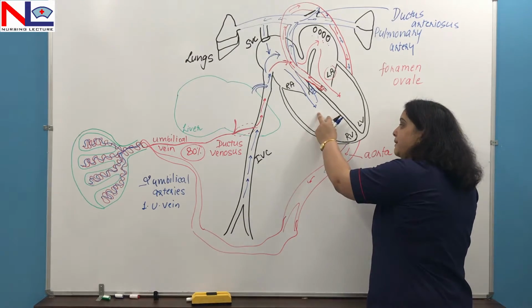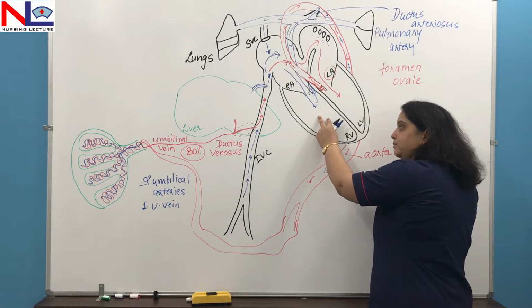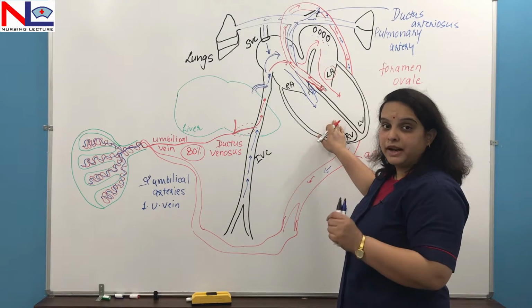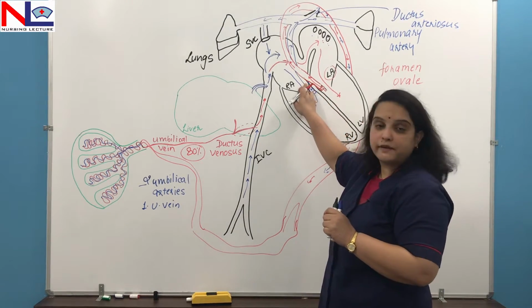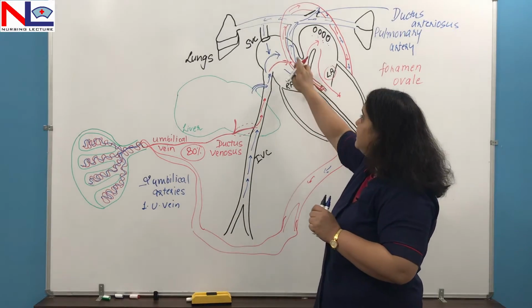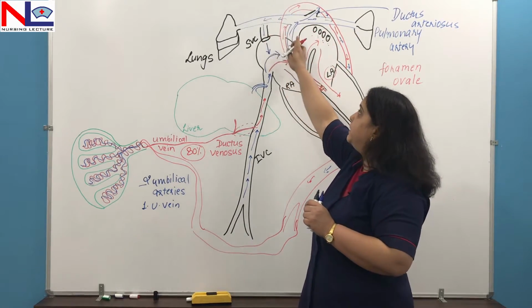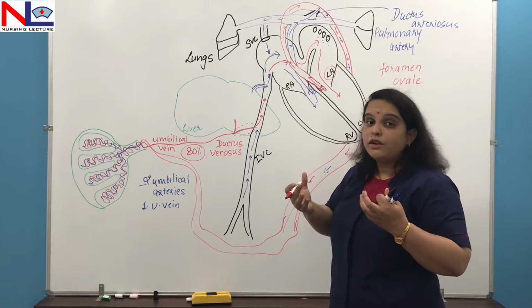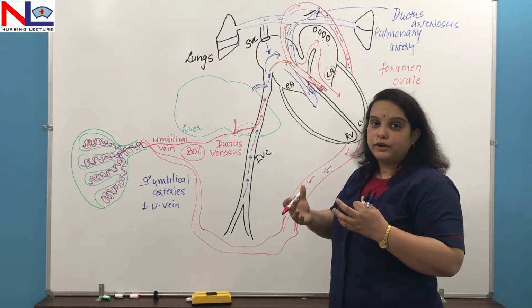And again there is a high pressure in the right ventricle. Why is it more? Because the right ventricle needs to eject blood against a high resistance vessel, because we have seen the resistance in the pulmonary artery remains high, because during fetal life the lungs are not functional, they are filled with fluid.